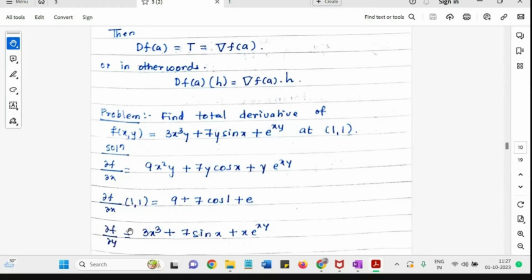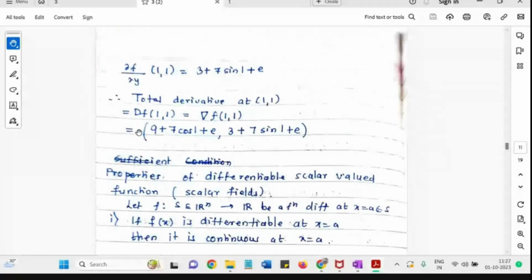Now the derivative of f with respect to y, that is dou f by dou y. Treat x constant and differentiate with respect to y. The first term's derivative with respect to y is 3x cubed. The second term's derivative with respect to y is 7 sin x. And the third term's derivative with respect to y is x e raised to xy. Evaluating that at 1, 1, I get the answer 3 plus 7 sin 1 plus e.